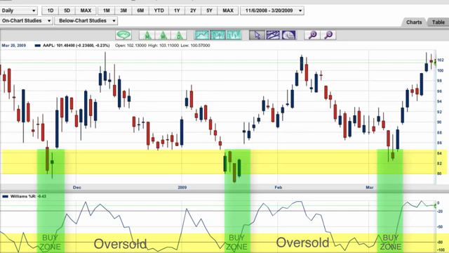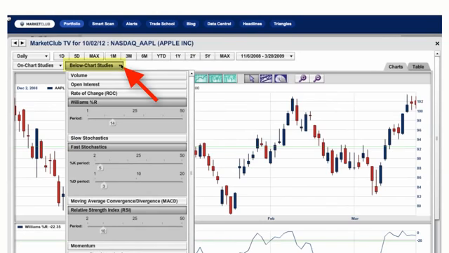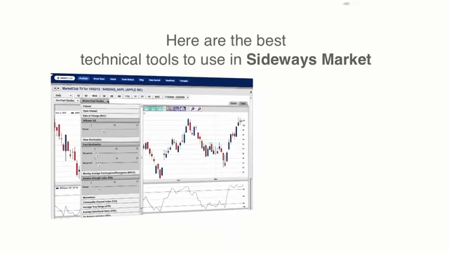do. So just to recap, you'll find all of these tools, which I mentioned earlier, below chart studies on MarketClub. It's the Williams percent R, the fast stochastic, and the relative strength index. Just use the default settings, and there's a place there that will tell you how to use it right on the chart, so it's very useful to have. Just to reiterate, here are the best technical tools to use in a sideways market: Williams %R, stochastics, and the relative strength indicator.